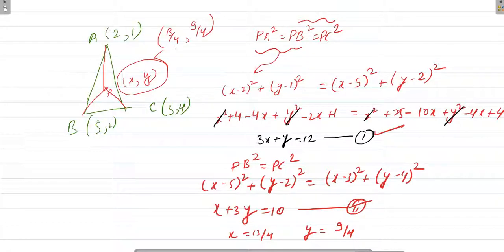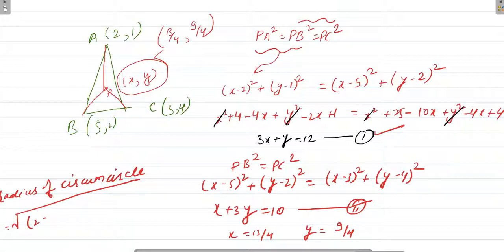All right, now this is your first answer, the coordinates of circumcenter. Now you have to find the radius of circumcircle. So radius of circumcircle can be PB, PA or PC, because all of them are equal. So we can easily calculate the radius of circumcircle by under root of, for P I am doing, that is (2 minus 13/4) square plus (1 minus 9/4) square. And after you solve this maths, you will get radius equals 5 root 2 divided by 4.